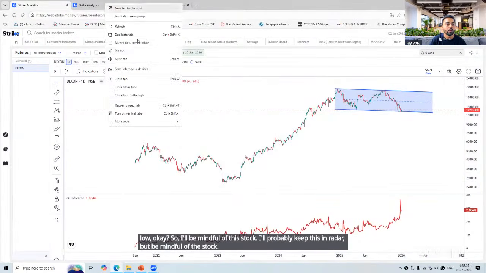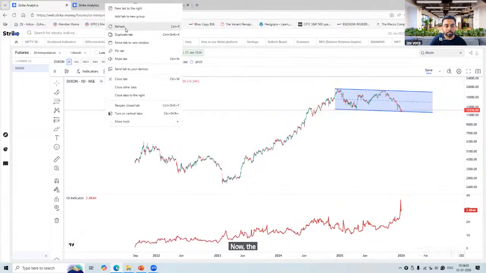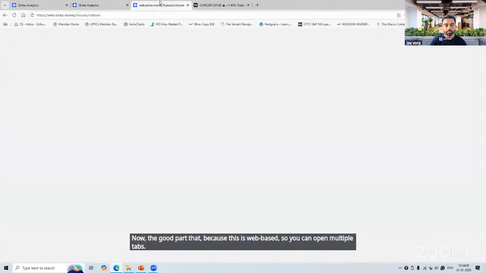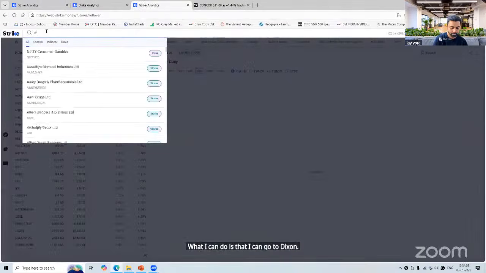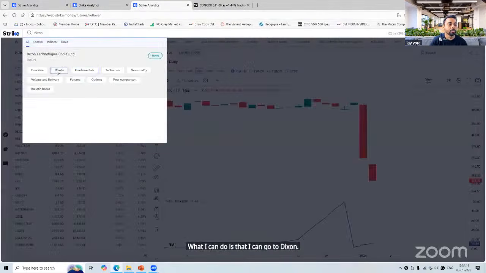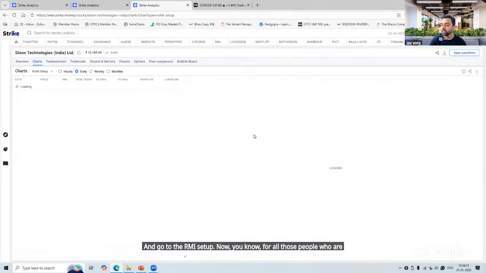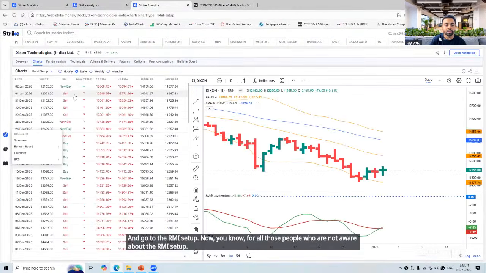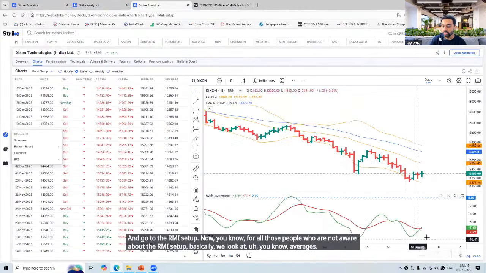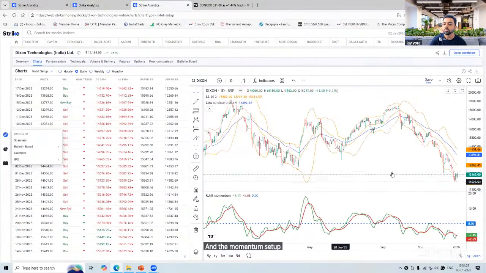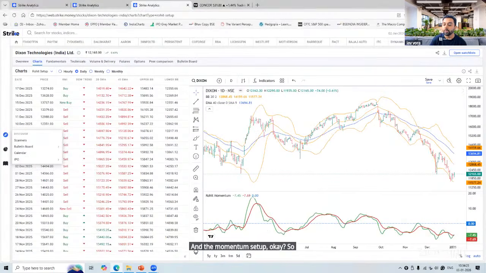Now, the good part is that because this is web based, you can open multiple tabs. What I can do is go to Dixon and go to the RMI setup. Now, for all those people who are not aware of the RMI setup, basically we look at averages and the momentum setup. Okay, so when will be the point where there will be signs of a turnaround?